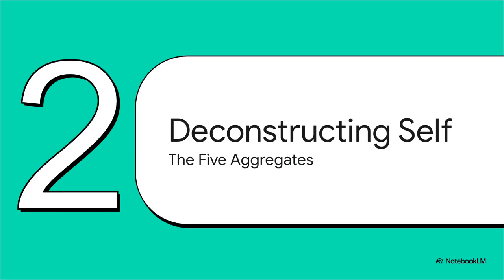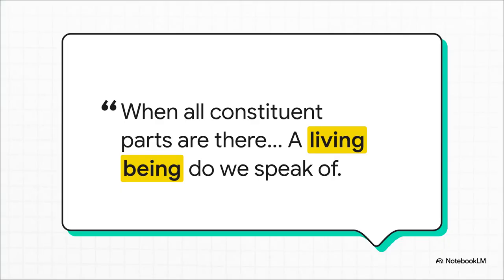Section 2. Aggregates on a double-decker, deconstructing the self. So, what's the very first thing this highly analytical text decides to deconstruct? You. It goes right after the illusion of the self. The ancient text uses a very famous, groundbreaking simile to explain this. It reads, "When all constituent parts are there, the designation cart is used. Just so, where the 5 groups exist, a living being do we speak of."